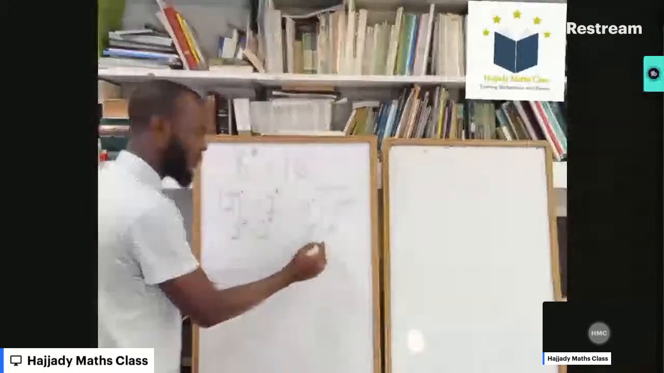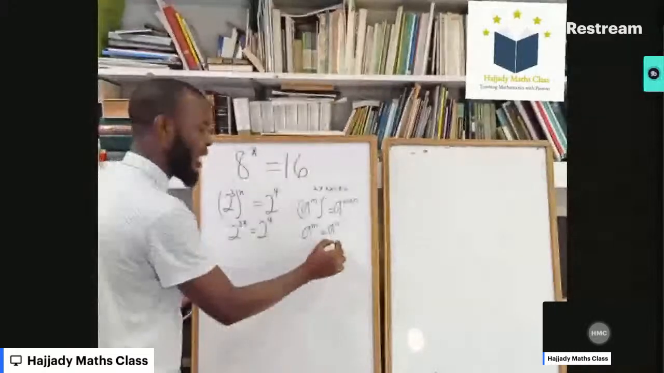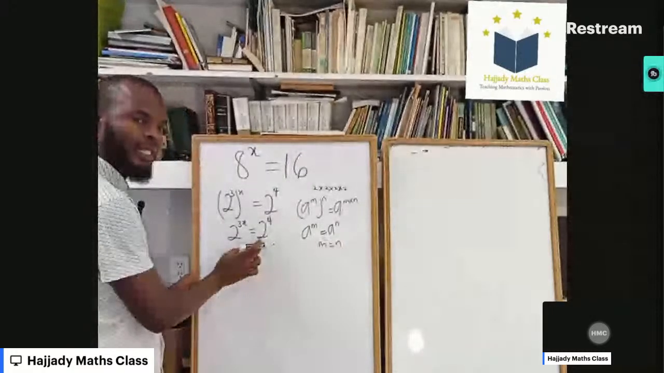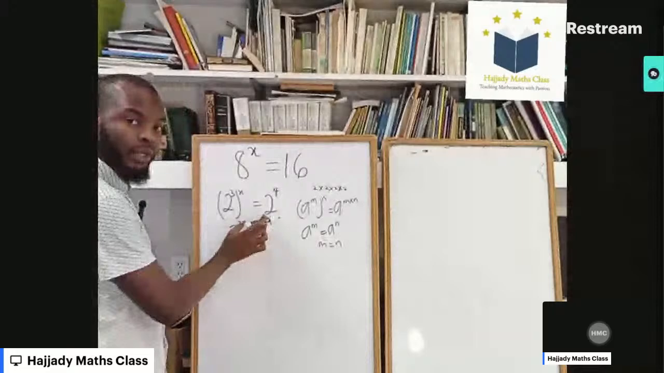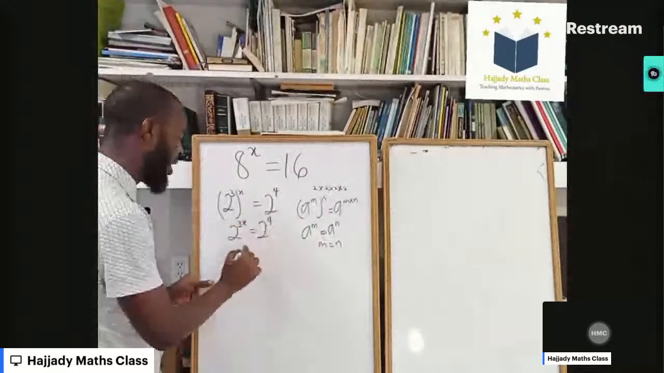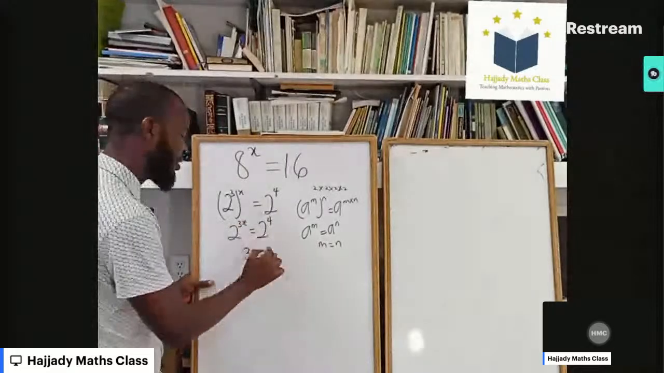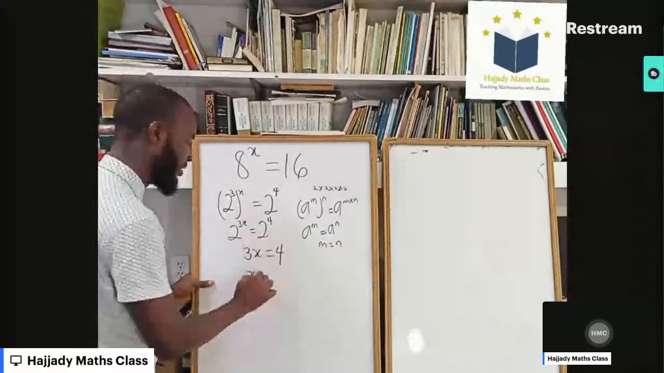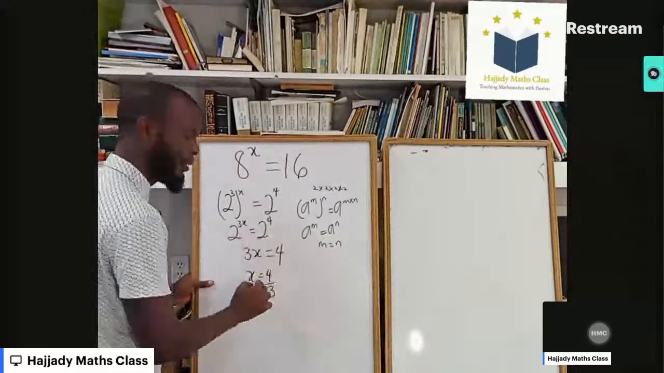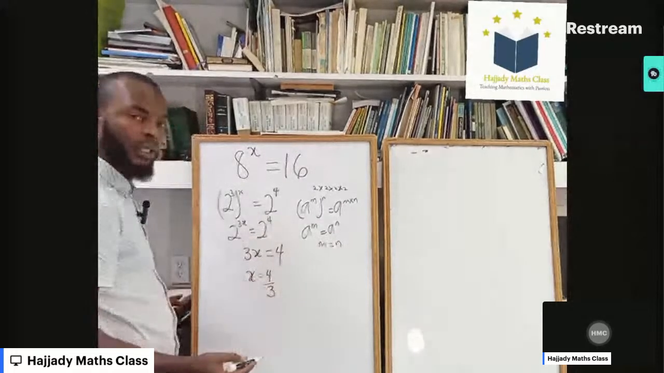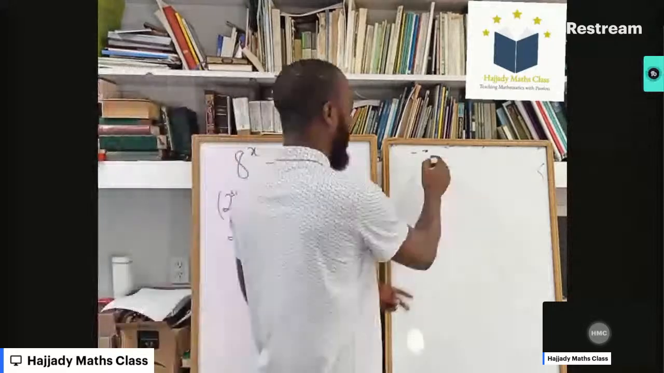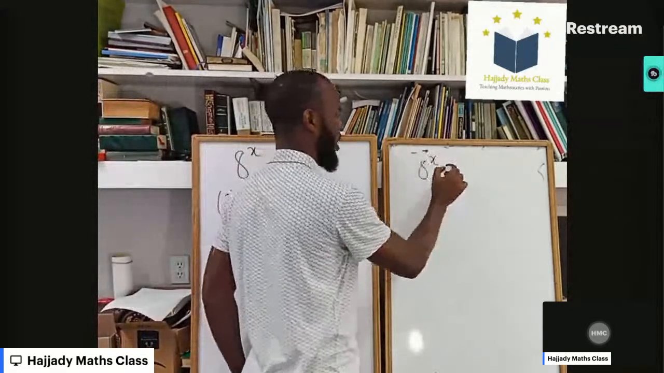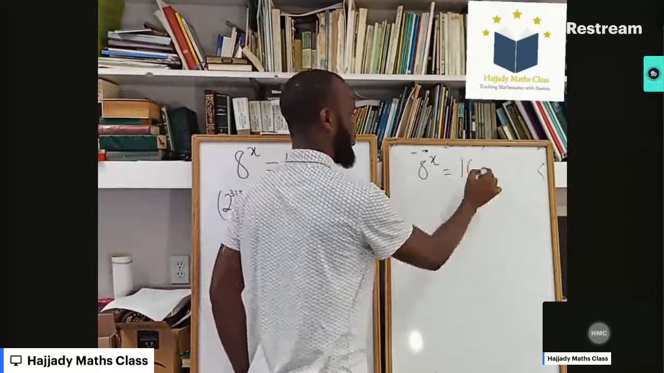Then you can equate the powers. Here you can have m equals n. So since I'm having the same base here, I can easily equate the powers. Here I'm going to have 3x equals 4, and here my x equals 4 over 3. That's method 1. Let's go here. Here I'm having 8 to the power of x equals 16.